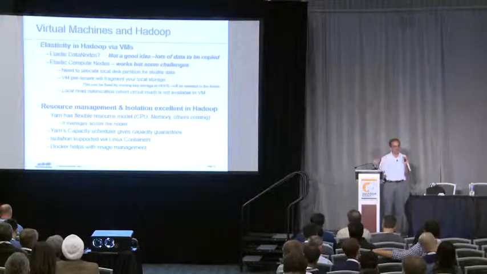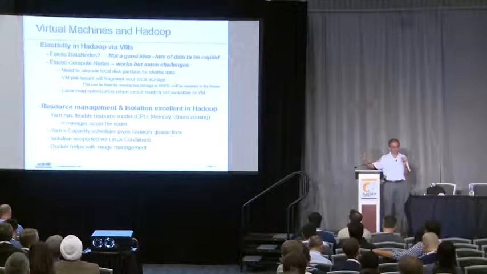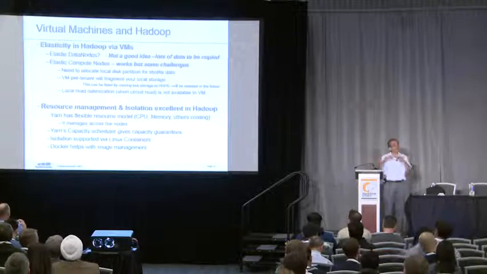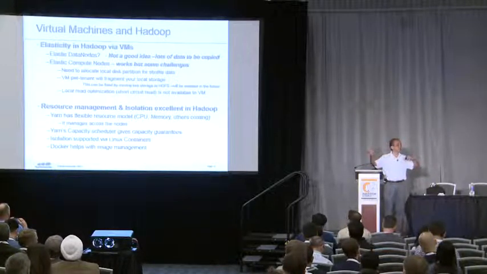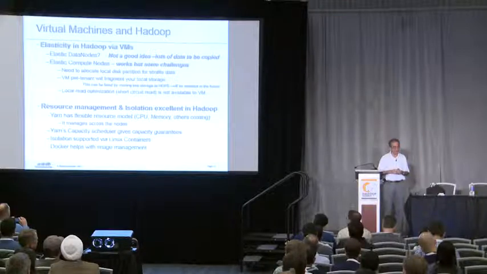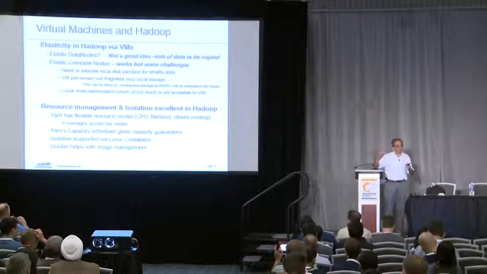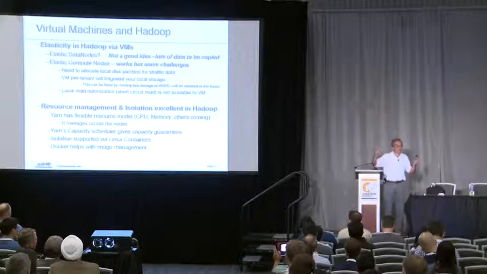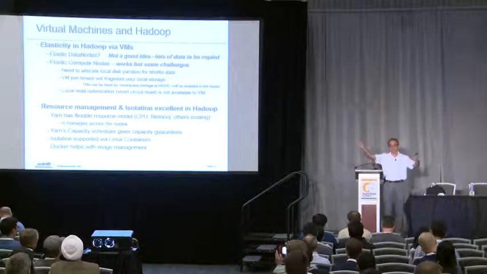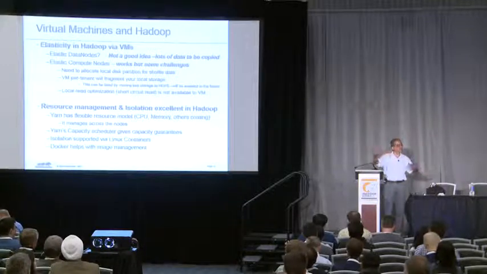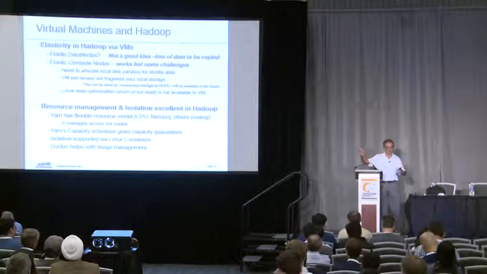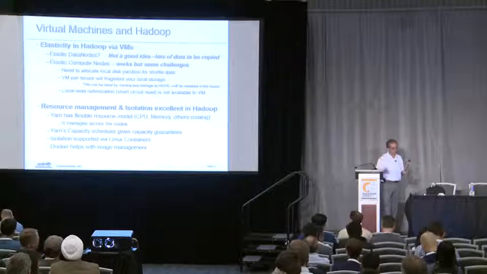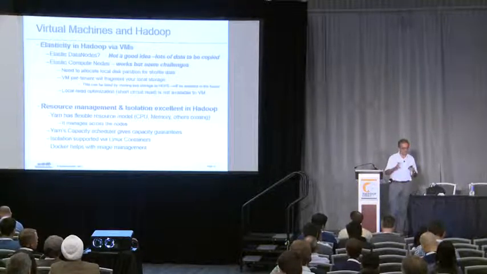Yarn gives you a very flexible resource model, CPU, memory, others are coming, as I mentioned, and it manages across the nodes like vSphere does. But unlike vSphere, the OS of Hadoop is Yarn, and so as it's scheduling tasks, it schedules them across the cluster. While in a virtual machine, as you're scheduling tasks, you only schedule within your VM. The capacity scheduler gives guarantees of isolation.